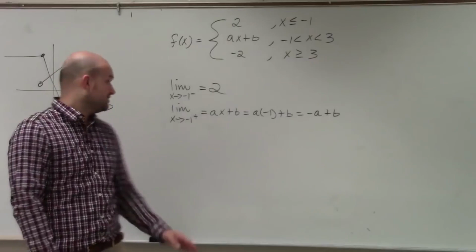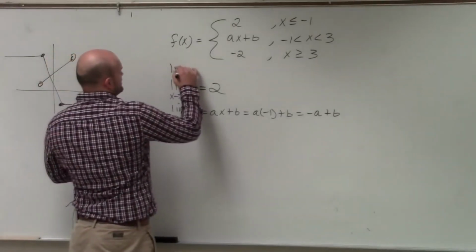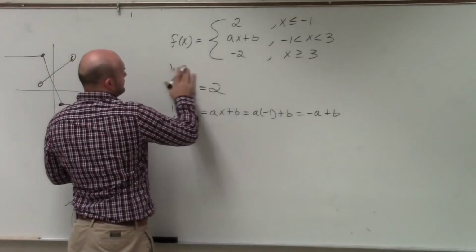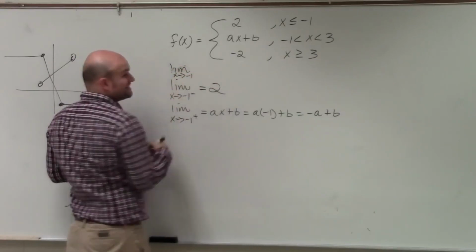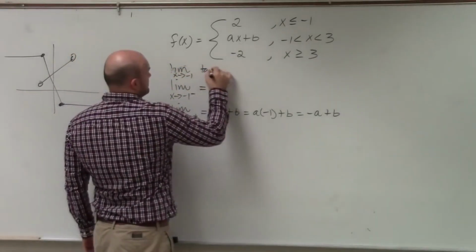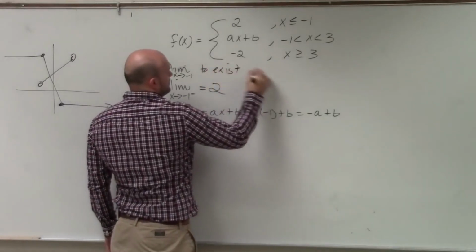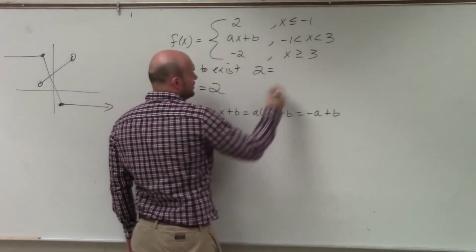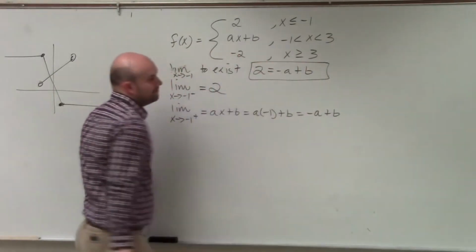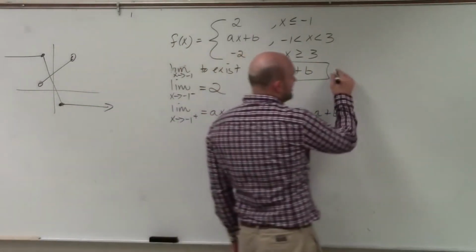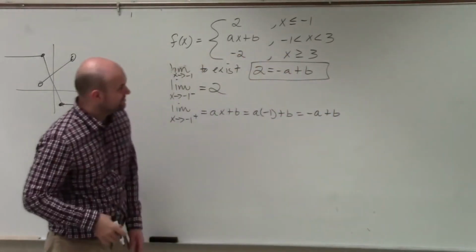Now again, for our limit, let me actually write this down. For our limit as x approaches negative 1 to exist, 2 has to equal negative a plus b. Right? And we're just going to keep that. We're going to store that.